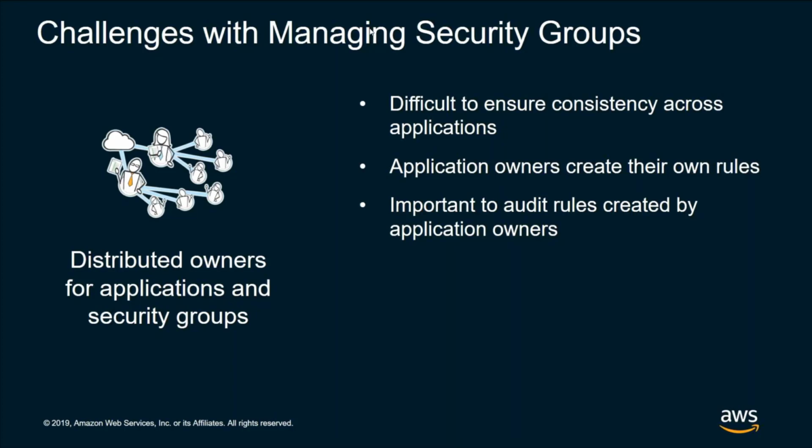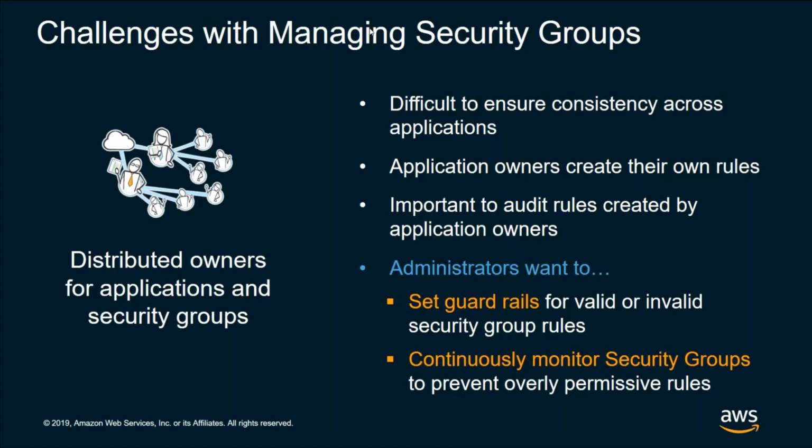So administrators constantly asked us for the ability to set guardrails on what are valid or invalid security group rules in their organization. That way they can define the parameters within which the application owners can create security group rules. At the same time, security administrators also want to continuously monitor security group rules as opposed to doing an audit once a month or once a quarter. They wanted a way to continuously monitor to prevent, or detect in the first place, overly permissive rules.